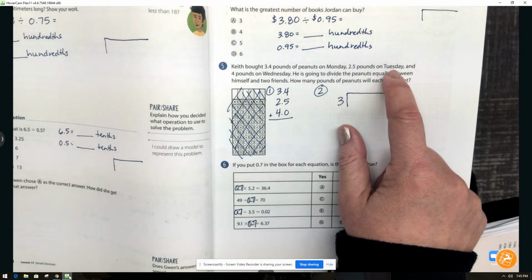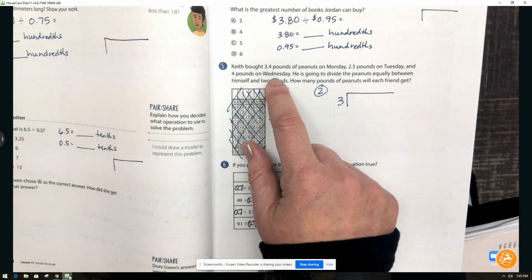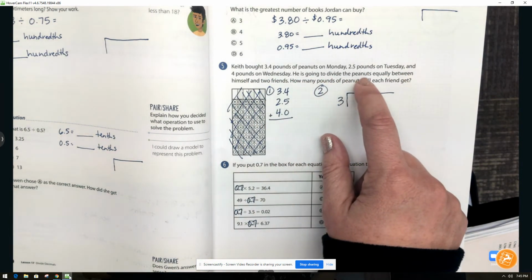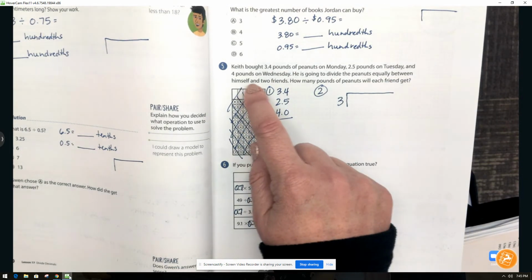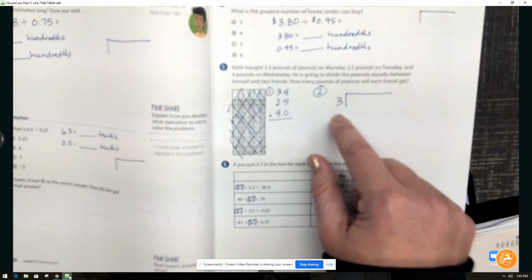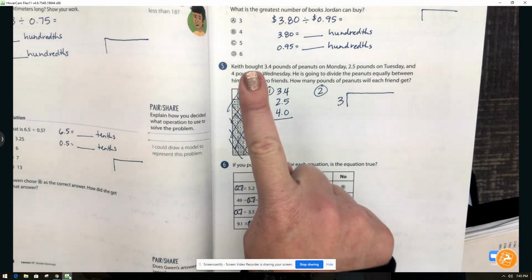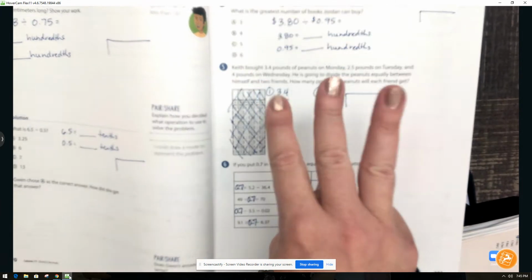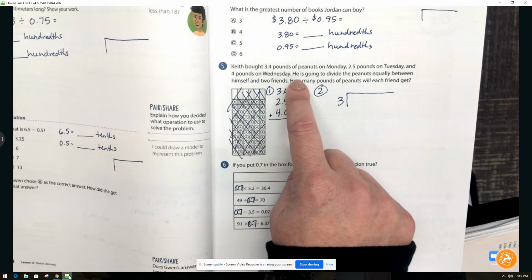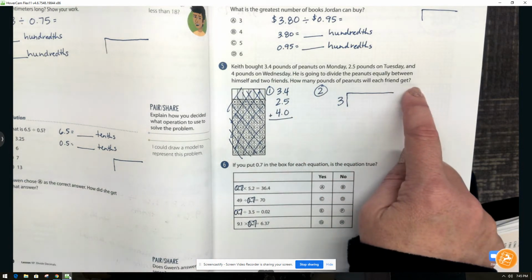2.5 pounds on Tuesday, and 4 pounds on Wednesday. He's going to divide the peanuts equally between himself and 2 friends. So 3 people total, because there's Keith and his 2 friends. How many pounds of peanuts will each friend get?